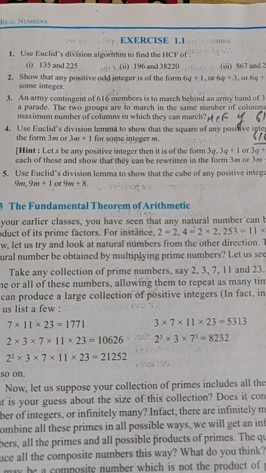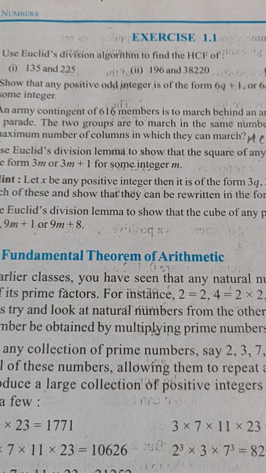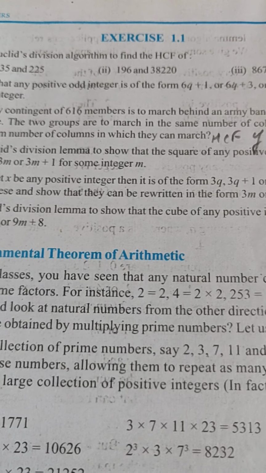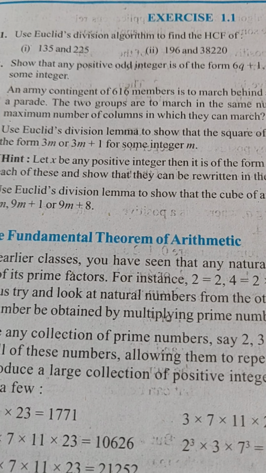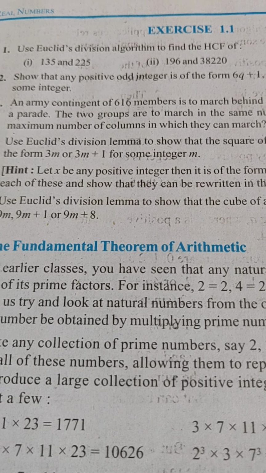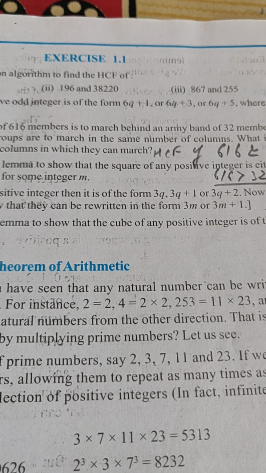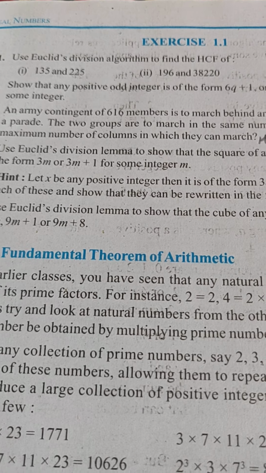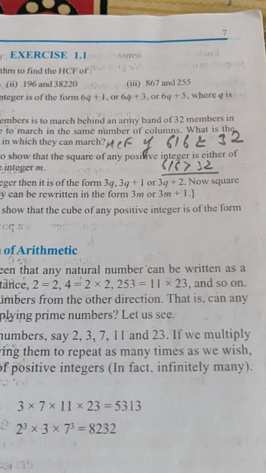Alright, so now we are taking up question number 4. Use Euclid's division lemma to show that the square of any positive integer is either of the form 3m or 3m + 1 for some integer m. They have given us the hint: let x be any positive integer, then it is of the form 3q, 3q + 1 or 3q + 2. Now square each of these and show that they can be rewritten in the form 3m or 3m + 1.